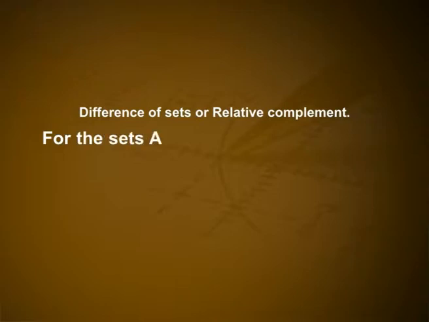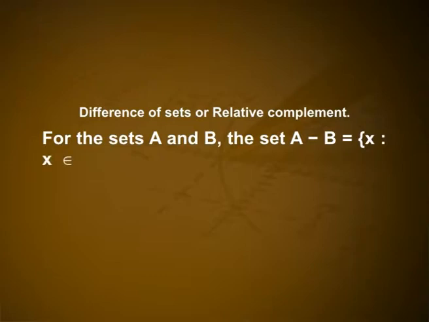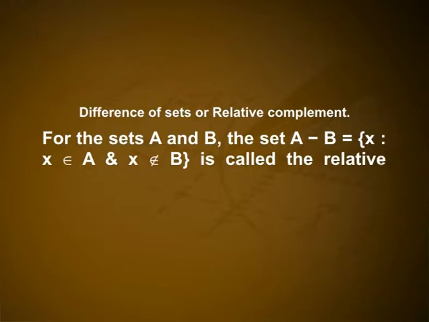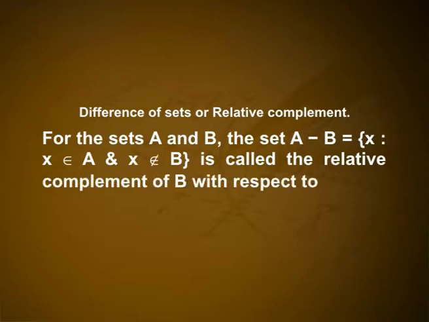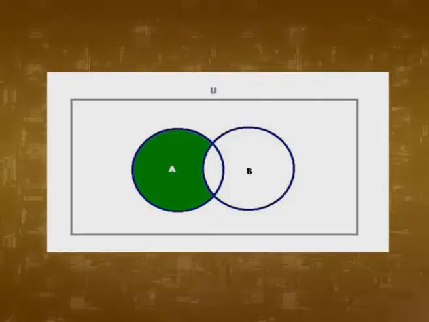Next, difference of sets or relative complement. For the sets A and B, the set A difference B equals the set of all x such that x belongs to A and x is not an element of B, and is called the relative complement of B with respect to A. The shaded portion represents the complement of the set B relative to the set A. It is clear that A difference B equals A intersection B complement.